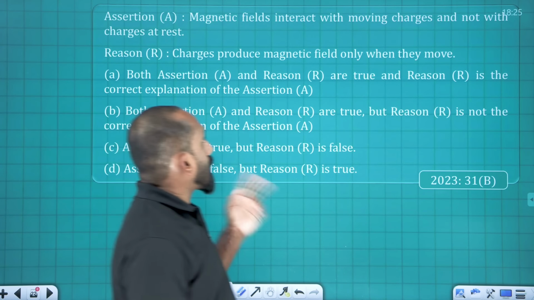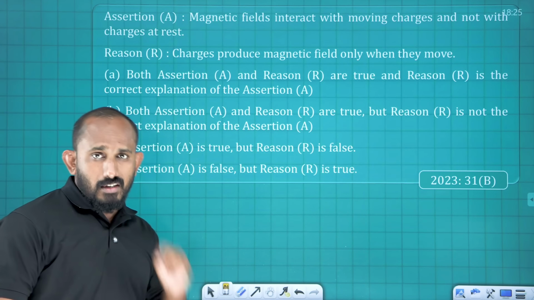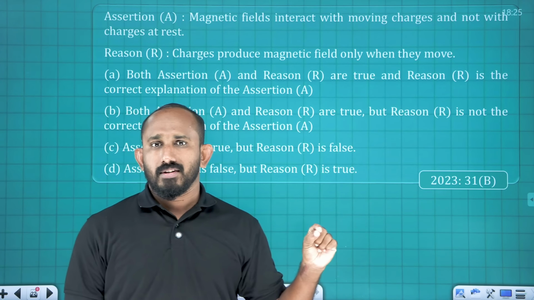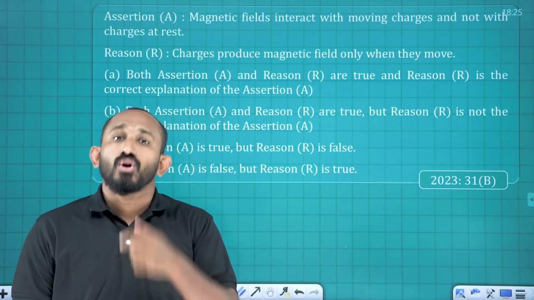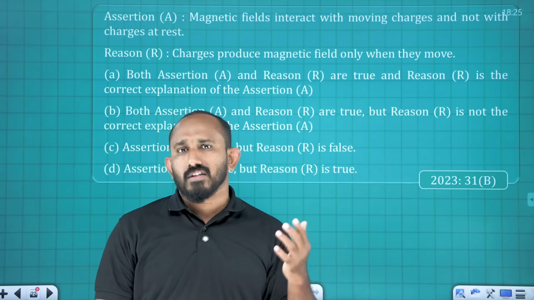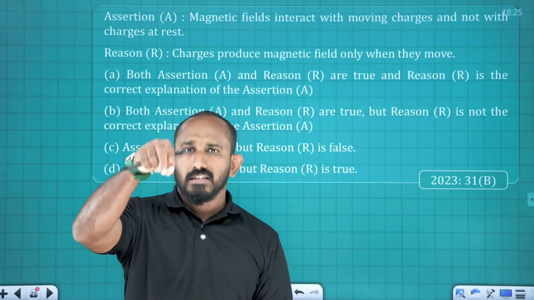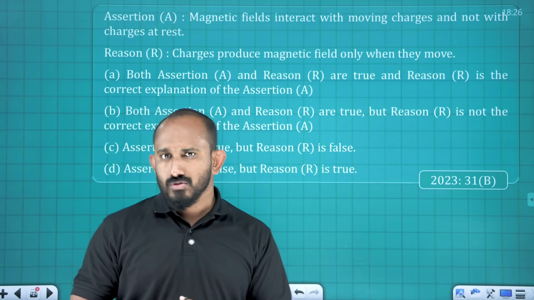Magnetic field interacts with moving charges and not with charges at rest. Yeah, exactly. Only moving charges create current. Around the current we get a magnetic field. Is that fine? So a varying electric field only, we can say. Is it moving? Then only it produces a magnetic field. If the charge is at rest, it does not produce any current. So there is no magnetic field. So assertion is correct.